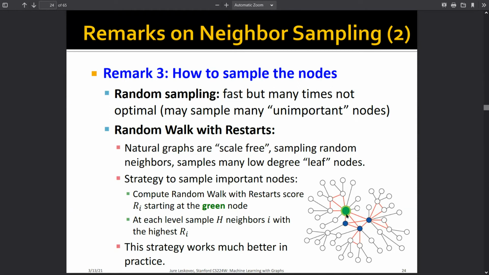So I think he's doing something similar to PageRank, right? You start doing a random walk and then with some probability you start back. So it's like personalized PageRank almost, coming back to the same node and doing it again. So compute the random walk with restart score R_i starting at the green node with some probability, and at each level sample the neighbors with the highest R_i. This strategy, okay, I have not understood it intuitively. I don't know how it works.